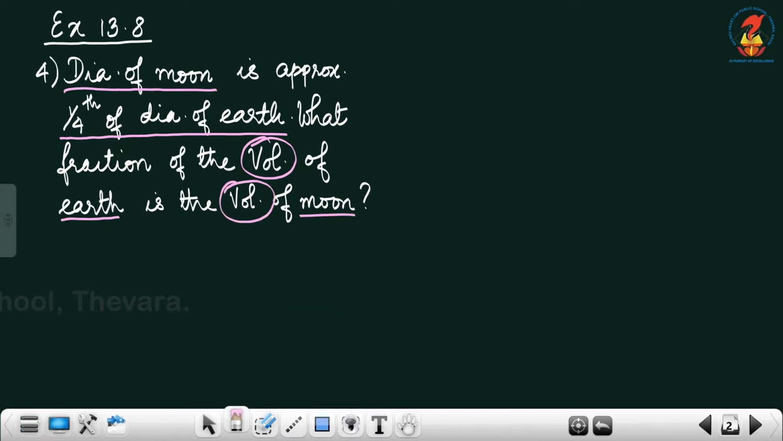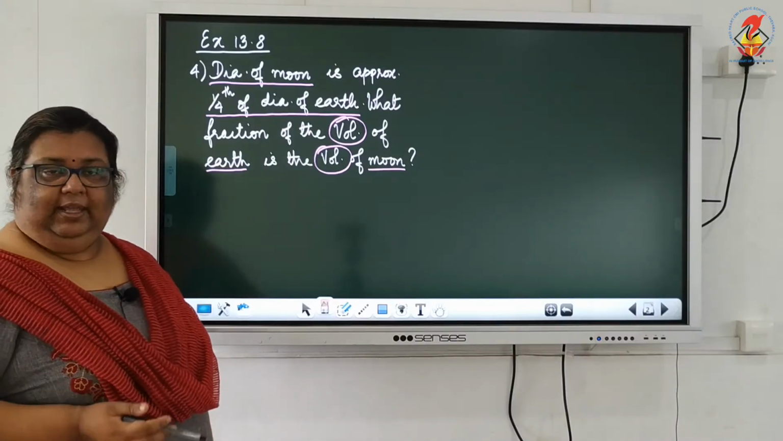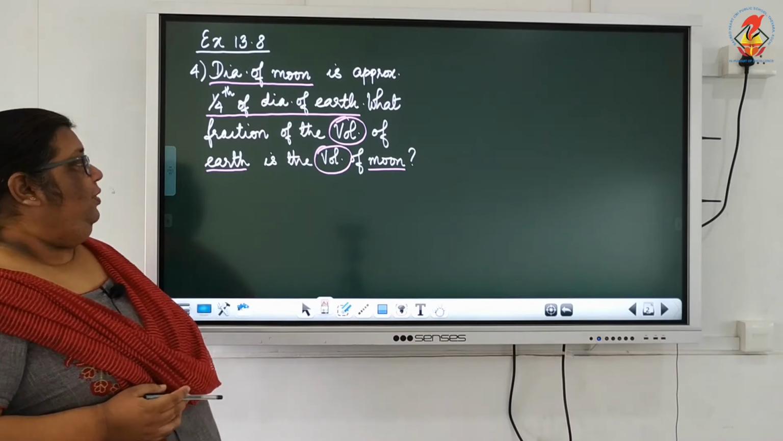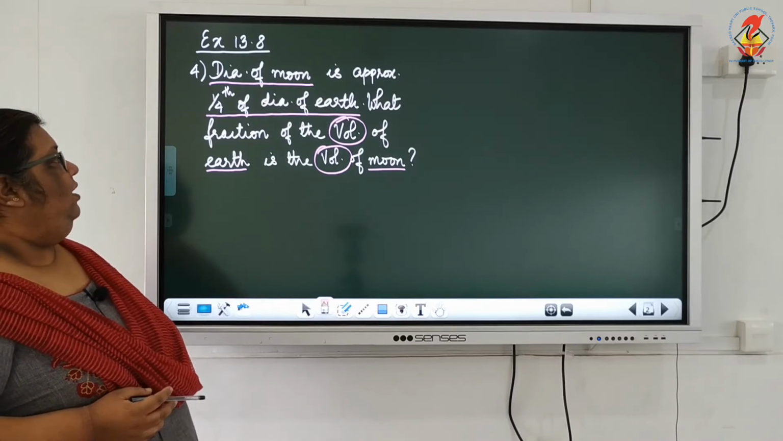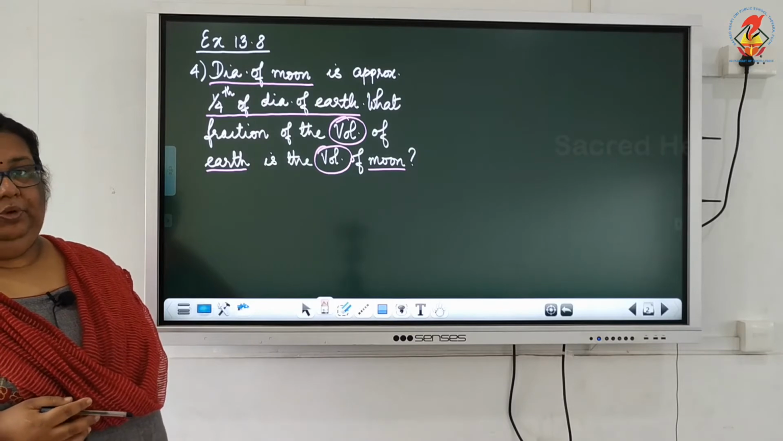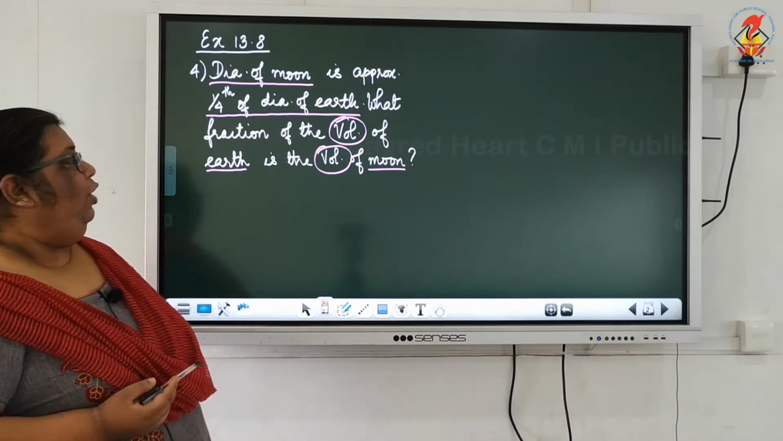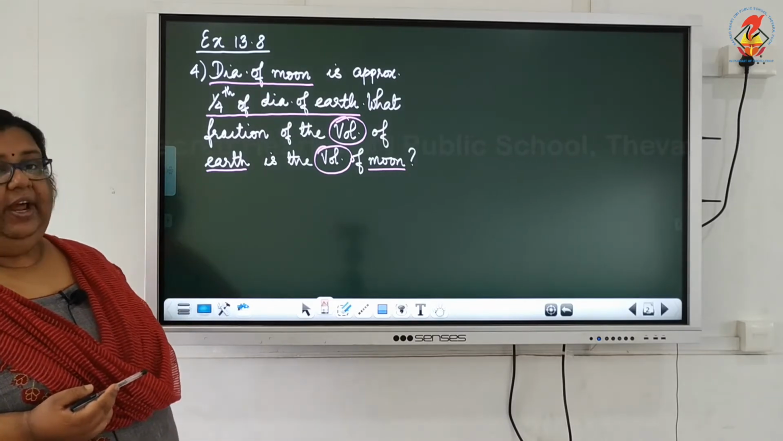So there is a moon, there is a earth. The shape of moon and earth are spherical. Then clue given is diameter of the moon is 1/4 the diameter of the earth. Now you need to find what fraction of the volume of earth is the volume of moon. So you can find the ratio of volume of earth and volume of moon and then you can write the fraction.